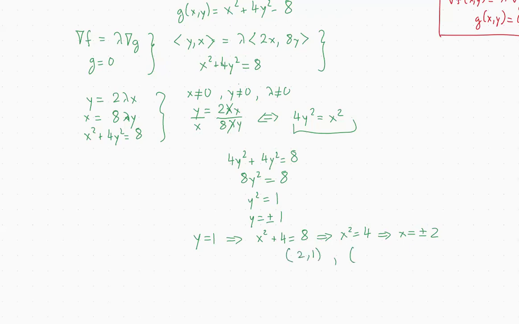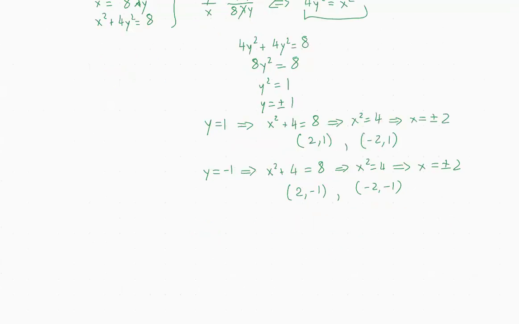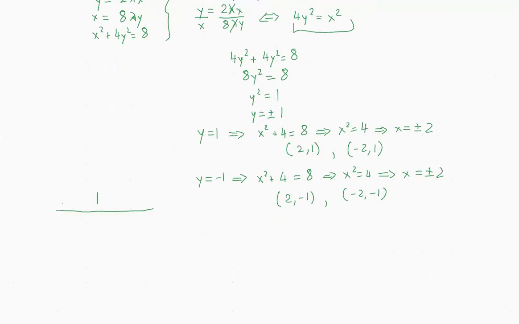And then go with y equals negative 1. Here, what you get is exactly the same because of the square. So you will get that x squared is equal to 4, which means that x is equal to plus or minus 2. And this will mean that we also get the points 2, negative 1 and negative 2, negative 1. So these are the 4 points, the 4 critical points. And we have a function defined on a compact set, meaning the ellipse. So the minimum and the maximum are guaranteed to exist.